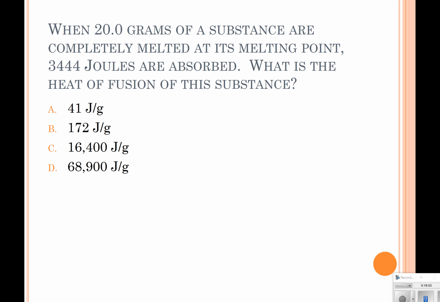We'll do a couple more practice problems with this. Again, feel free to pause the video, try the problem, resume, and check your work. When 20 grams of a substance are completely melted at its melting point, 3,444 joules are absorbed. What is the heat of fusion of this substance? Now the question is asking you for the heat of fusion. And we're not dealing with water here. We're dealing with a substance. So we want to find the heat of fusion.